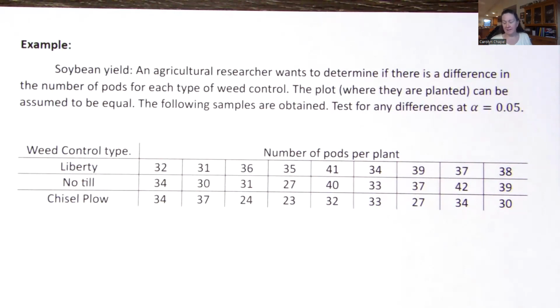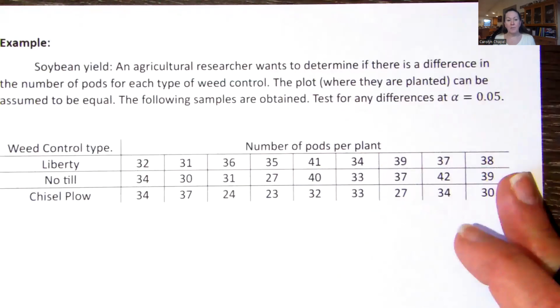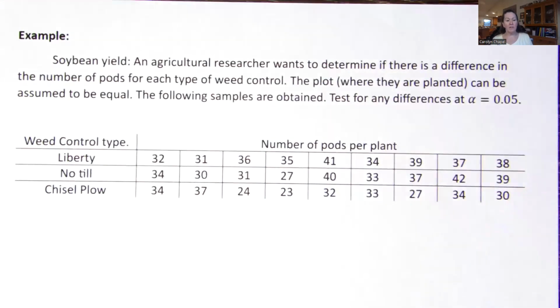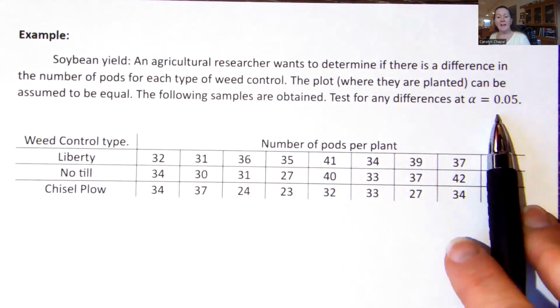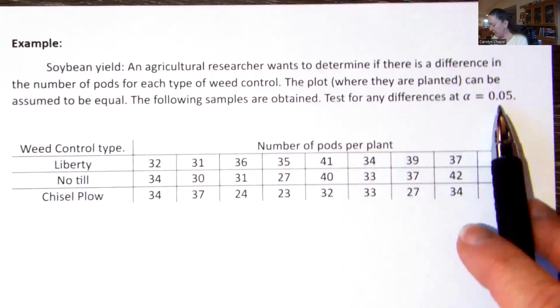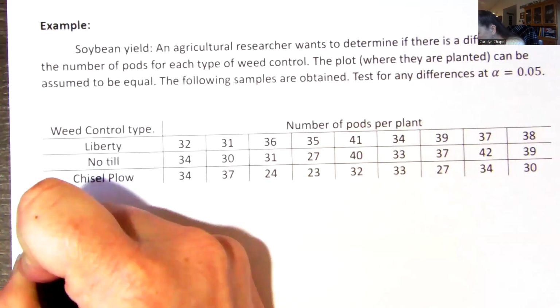Okay, and then they took some samples from the following. We have the different types of weed control: Liberty, which is a weed spray; no tilling, which just means you let your weeds grow; and chisel plowing, which is when you plow between the rows. We're testing at alpha of 0.05. So here we are. We're going to do our 5 steps.